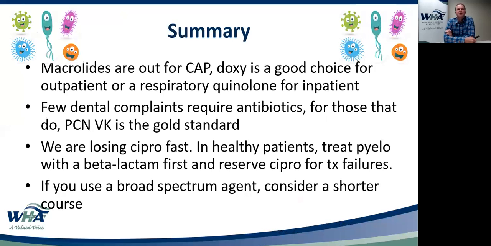In terms of pyelonephritis, we are losing Cipro fast. Our resistance rates are north of 40%. And so consider a Beta-lactam first. Consult your biogram. If you're lucky, you can use a first generation. More likely, you'll be using a second or third generation Beta-lactam. And then reserve Cipro for treatment failures. Never use ciprofloxacin for cystitis. There's really never a good recommendation for using it for cystitis. Better choices would be things like nitrofurantoin, Bactrim, or cephalosporin for cystitis.